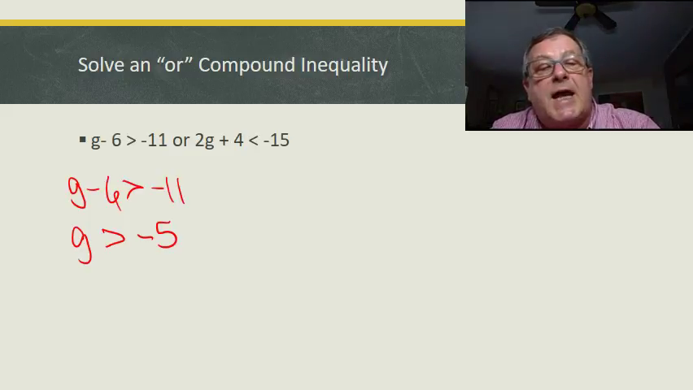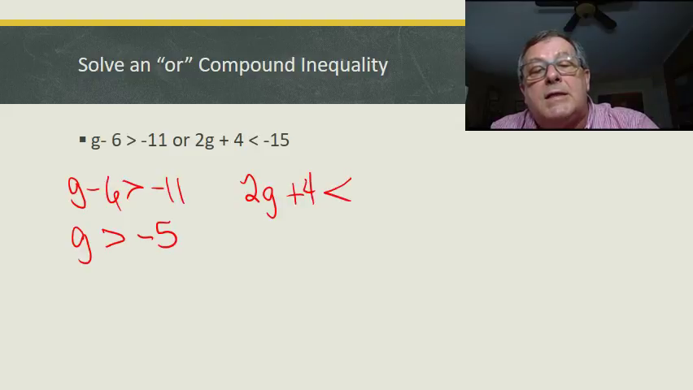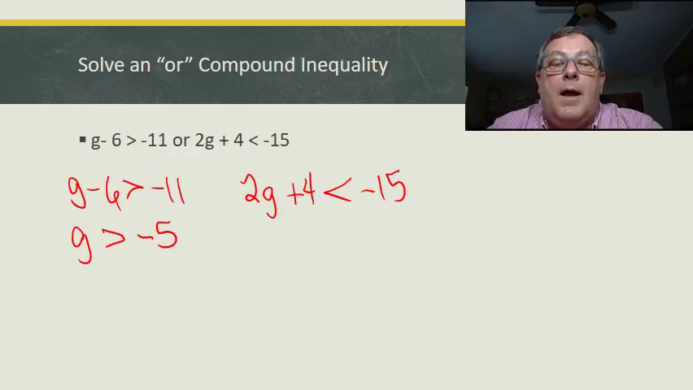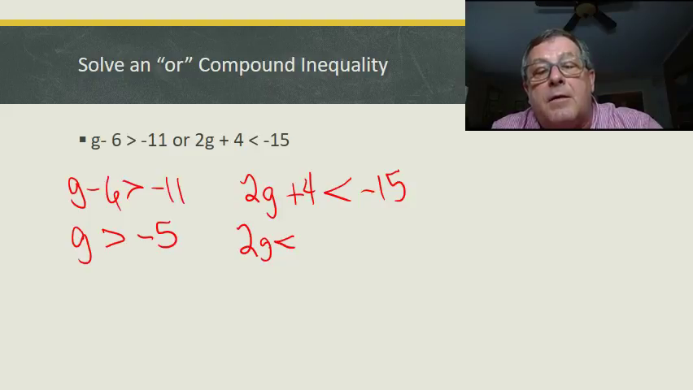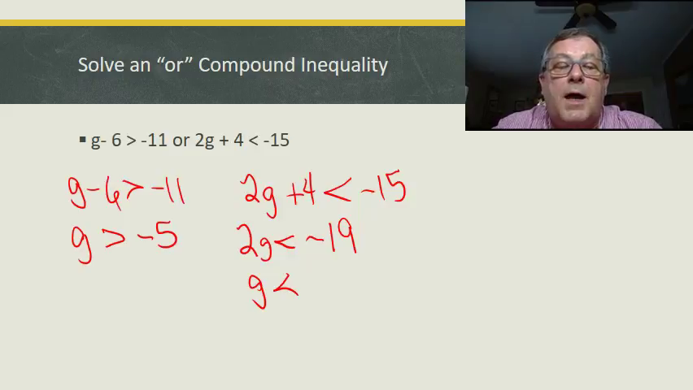Let's move to the second part. So here we've got 2g plus 4 is less than negative 15. And we're going to start off here by subtracting 4 from both sides. So 2g is less than, see, negative 15 minus 4 is going to give me negative 19. And to isolate the g and finish this off, I'm going to divide both sides of the inequality by 2.